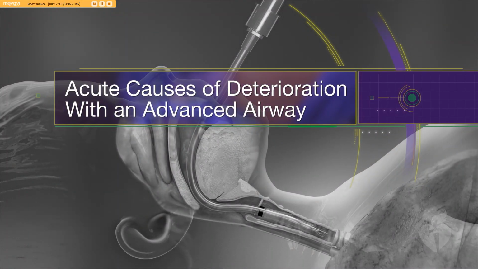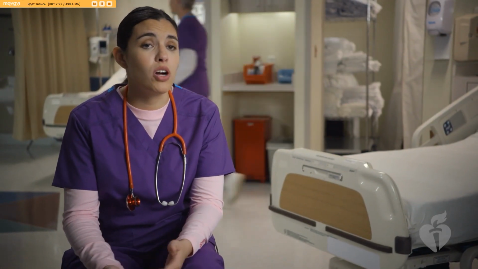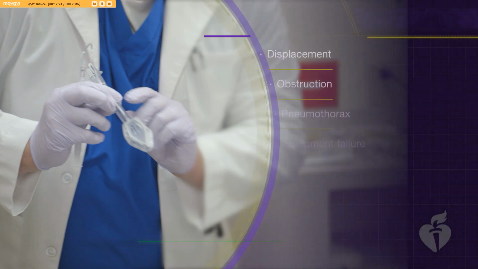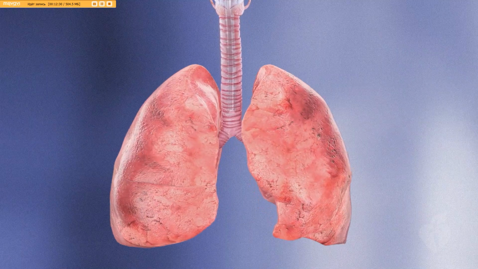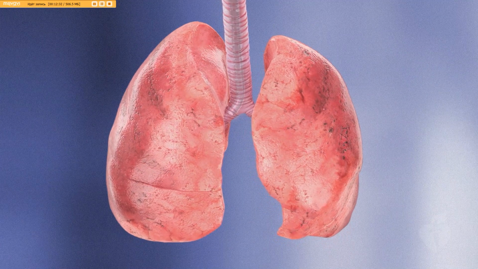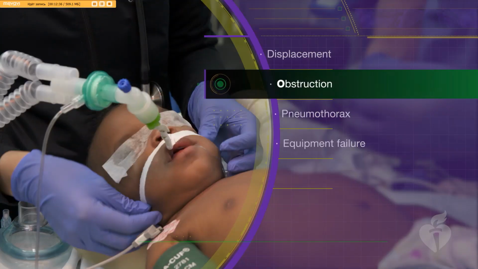If sudden deterioration is observed in a patient with an advanced airway, it may be caused by one of several complications. You can use the mnemonic DOPE to help remember these. The airway may be displaced. For example, an endotracheal tube may be pulled out of the trachea or advanced into the right or left main bronchus. Obstruction of the airway may be caused by secretions, blood, pus, or a foreign body. Kinking of the airway may also cause an acute obstruction, particularly in smaller endotracheal tubes.